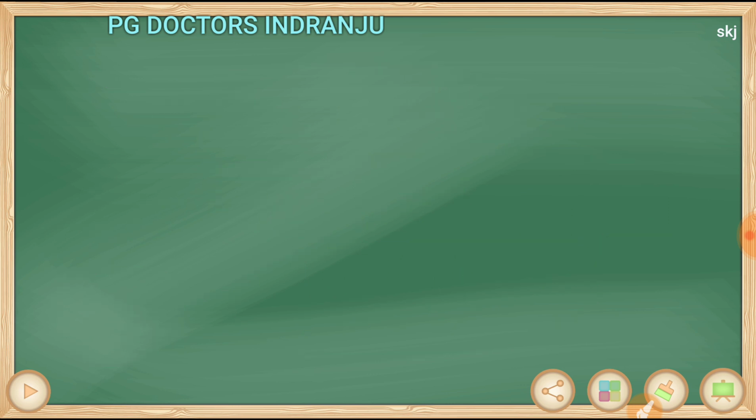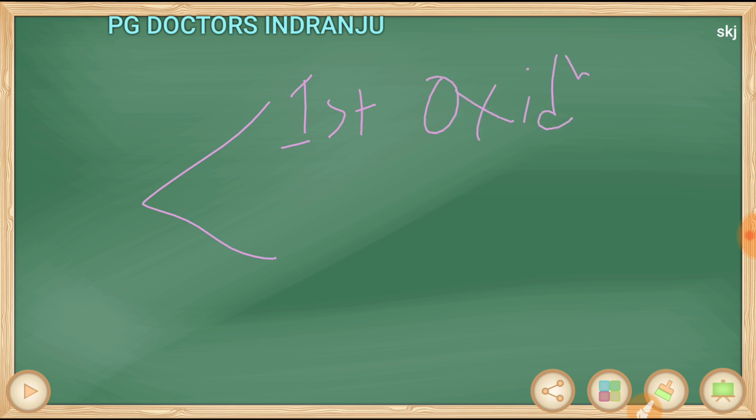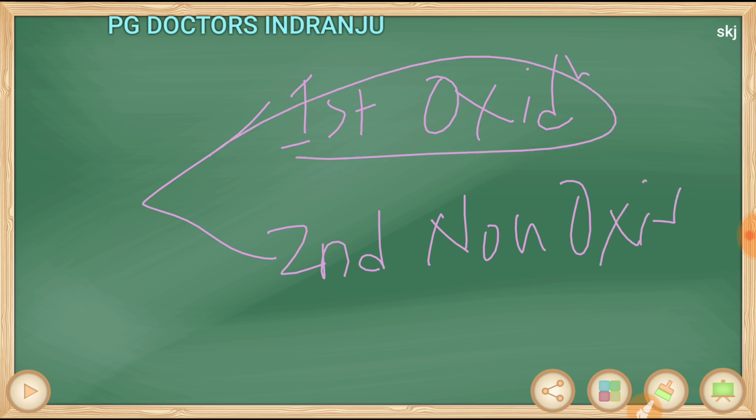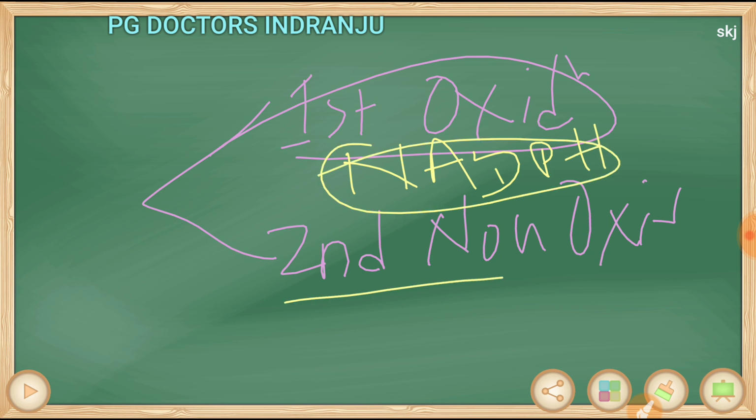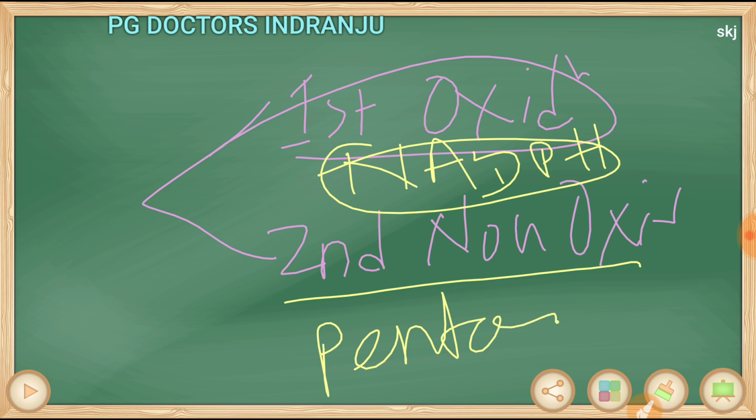It has two steps. The first step is the oxidation, and second is non-oxidation. In the first, there is NADPH formation, and the second, non-oxidation phase, is for synthesis of pentose and ribose 5-phosphate. No ATP formation takes place in the HMP shunt.